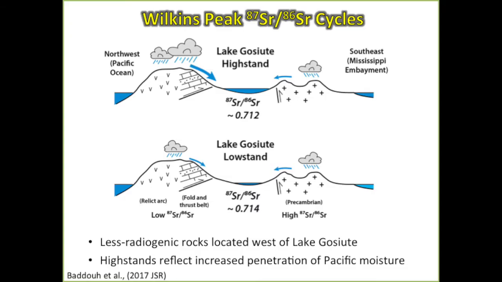So the idea, as a simple model, is that when the lake is expanding, you get more moisture coming up from the Pacific, and it reacts with the rocks in the west of the basin and delivers that water to the lake, which records a less radiogenic signal. When the lake is contracting, you get a more radiogenic signal, meaning less Pacific moisture, but also maybe some coming from the Gulf of Mexico.